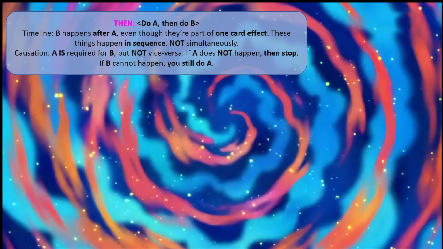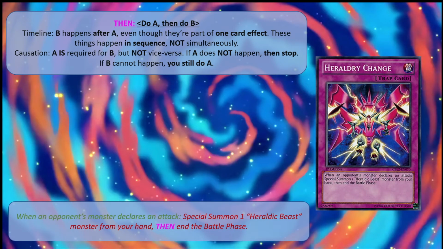So if you can do part A, you move on to part B. If you can't do part A, you cannot do part B. But they're not connected. So if I, for whatever reason, can play part A, but I can't do part B anymore, it doesn't matter, A still goes through. So what I mean with this is, if we look at this card for an example, it says here, when your opponent declares an attack, so now comes part A, special summon 1 beast monster from your hand, then part B, end the battle phase.